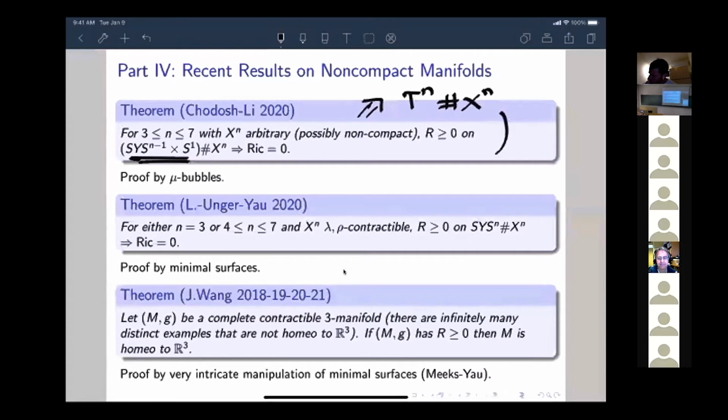I suppose the advantage is that we actually look at SYS, the Schoen-Yau-Schick manifolds connect sum X^n without this S^1 product. So from that standpoint, you cover a wider class of manifolds. But the main drawback is that you actually have this condition which tells you that rho metric balls are lambda-Lipschitz contractible. At least for n between 4 and 7, we have to make this assumption to get the theorem.